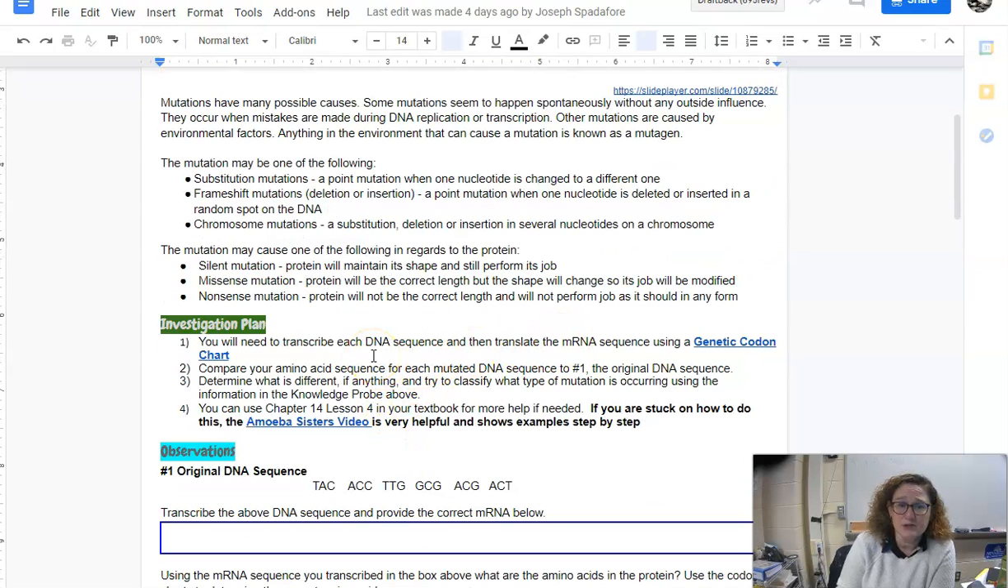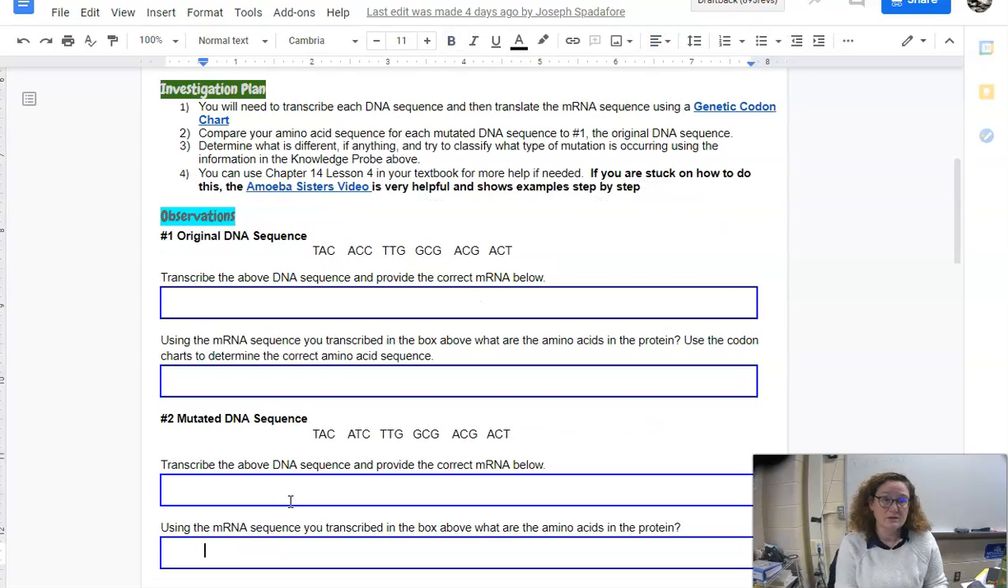Again, you're going to use the codon chart. You'll first transcribe, which means you'll take the DNA to RNA. So T would bond to A, A would bond to U, and C would bond to G. Then you would do the rest of it. Then you're going to translate it using the codon chart to get the amino acids. Remember, AUG is always going to code for methionine, so that one I already know.